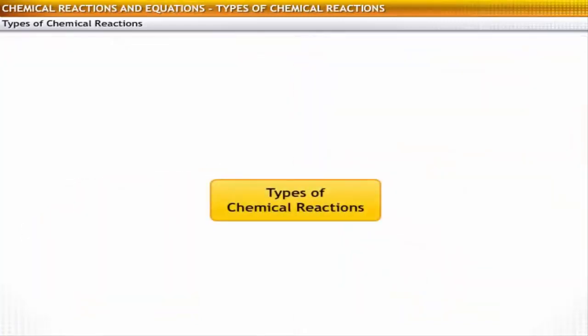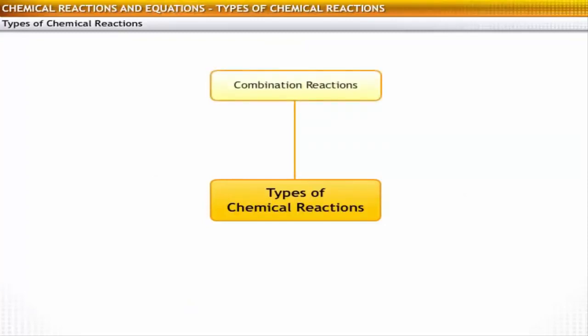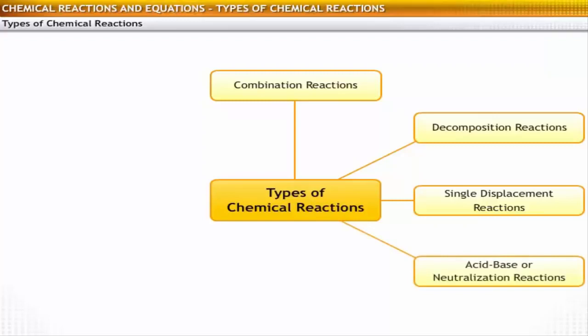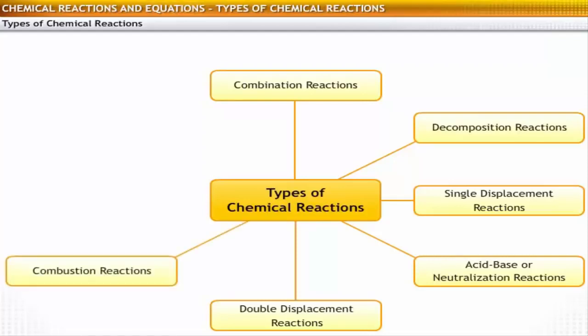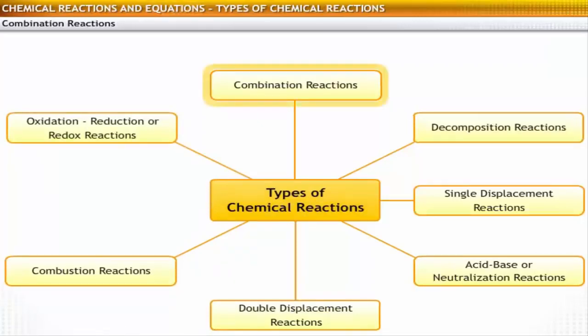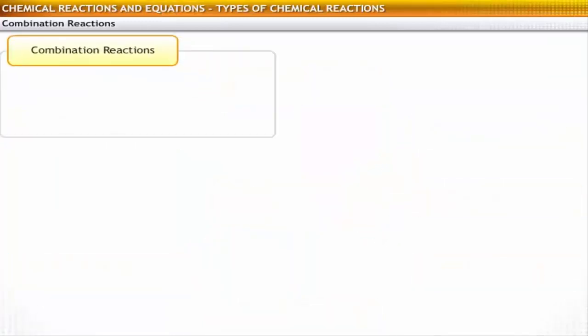Chemical reactions can be classified into the following types: combination reactions, decomposition reactions, single displacement reactions, acid-base or neutralization reactions, double displacement reactions, combustion reactions, and oxidation-reduction, or redox, reactions. Let us begin with combination reactions.